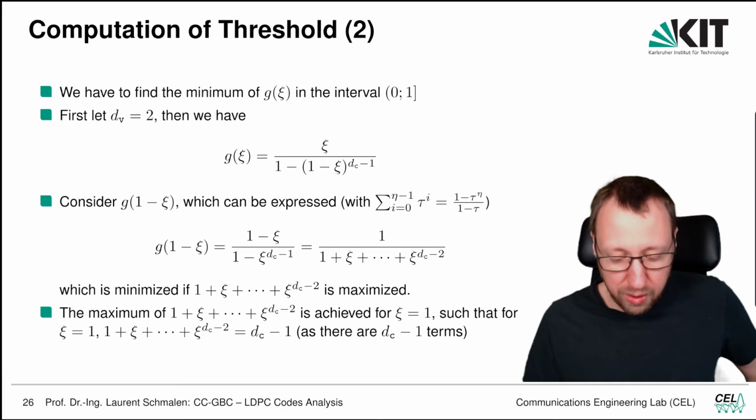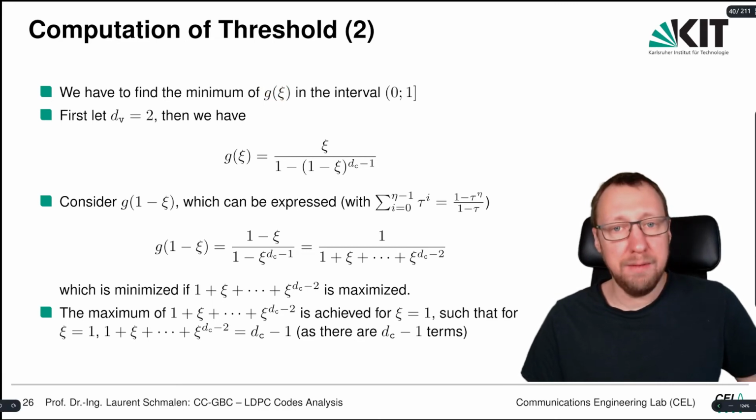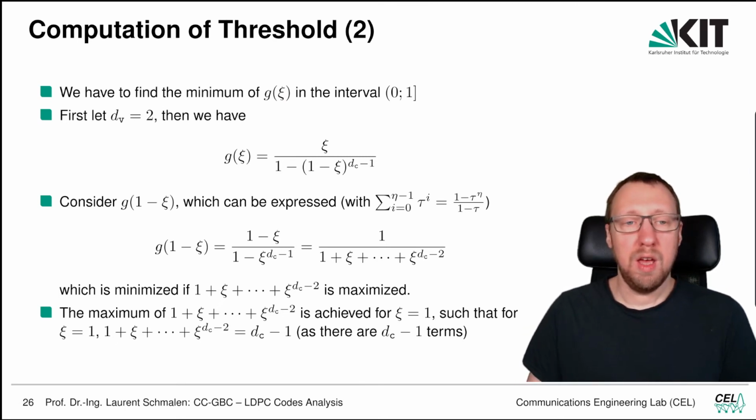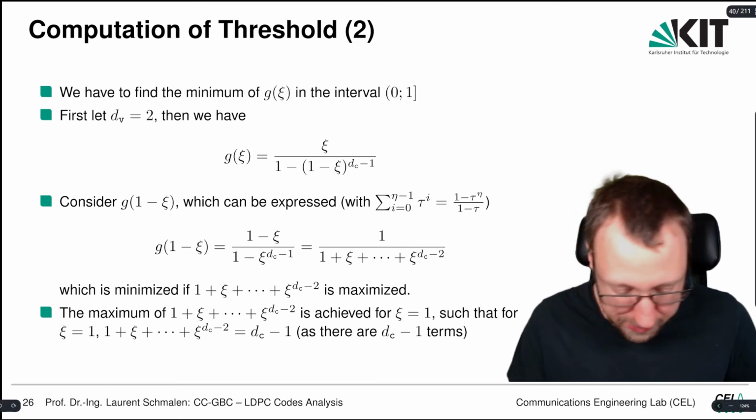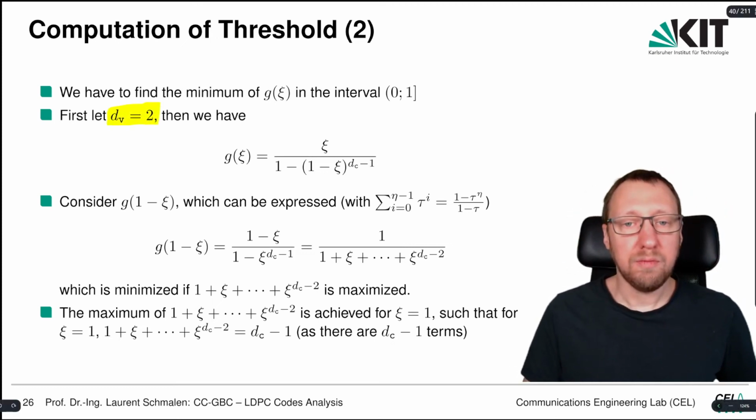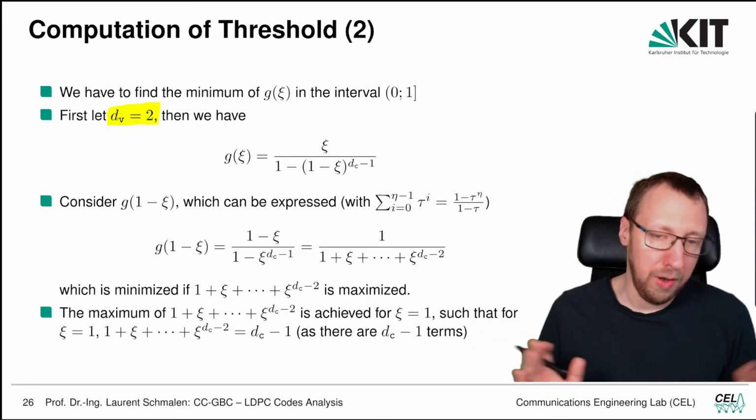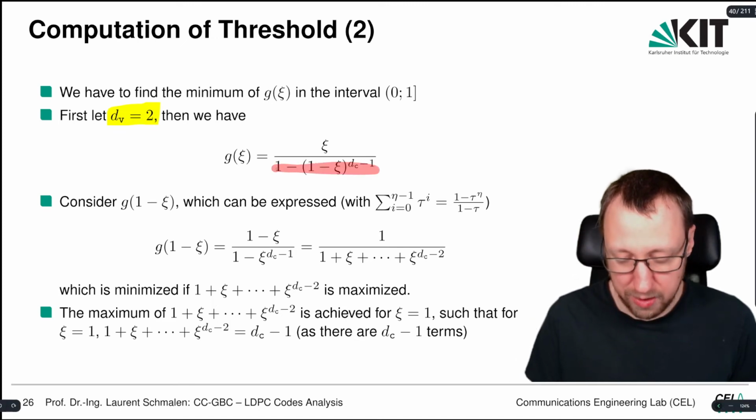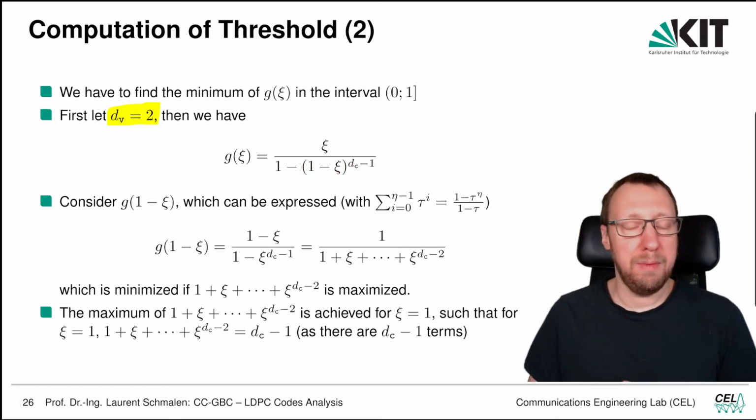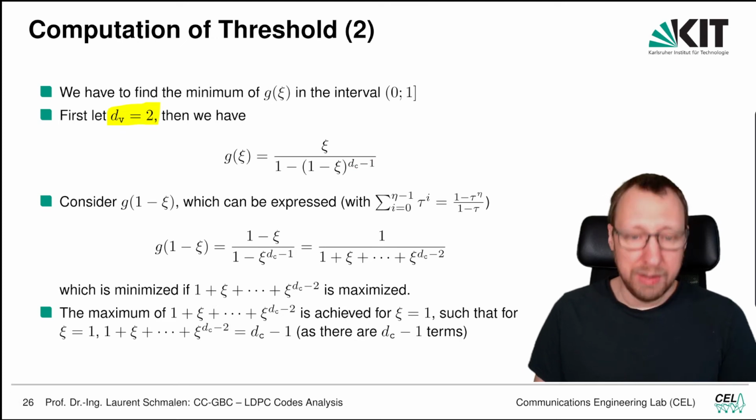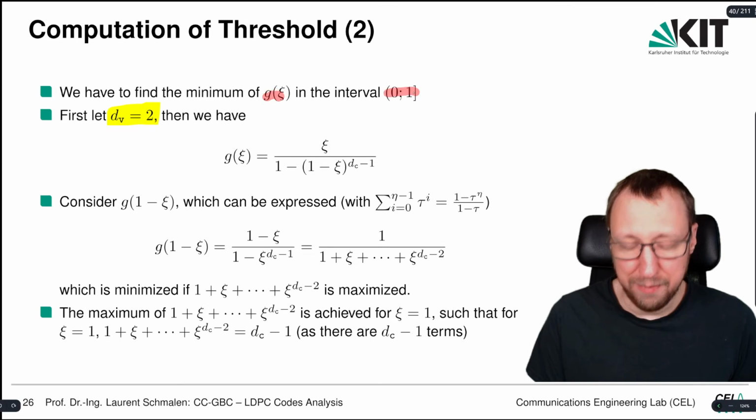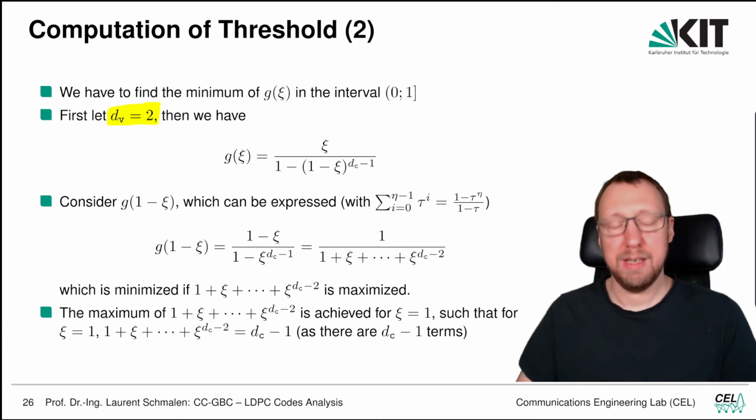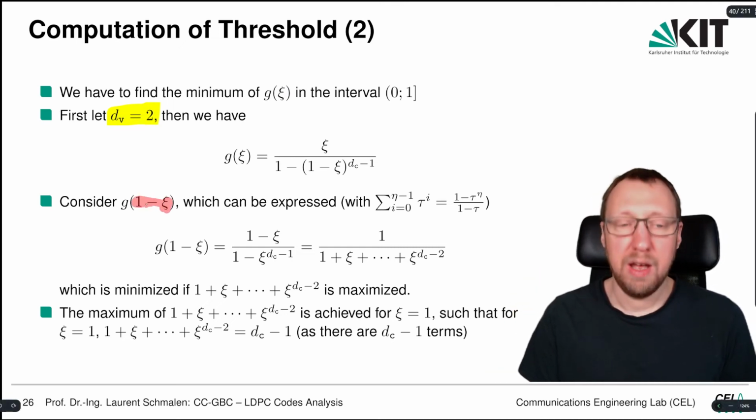So we would like to find the smallest g of xc, which is the smallest epsilon that we can decode. So let's start with a simple case. We start with dv equals 2, because then dv minus 1 falls away, and g of xc is equal to xc divided by 1 minus xc to the power dv minus 1. So instead of minimizing g of xc in this interval, we can also look at g of 1 minus xc. So we make a change of variable. We're looking at some xc prime, which is 1 minus xc.